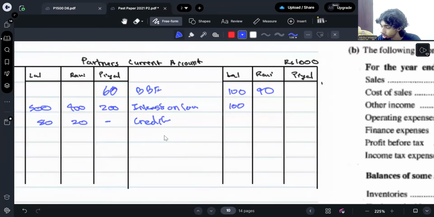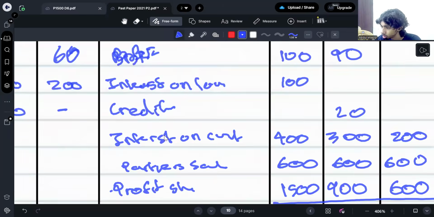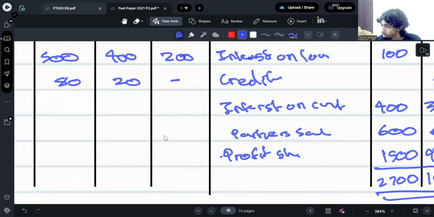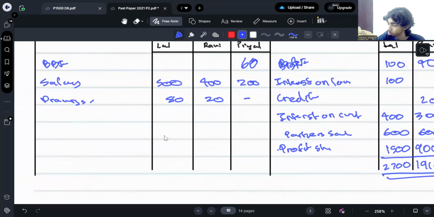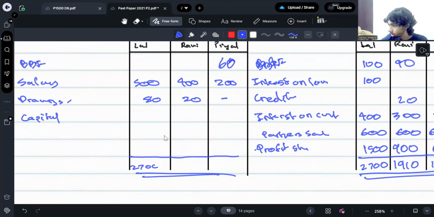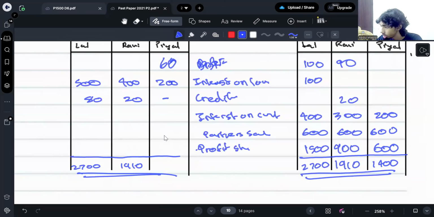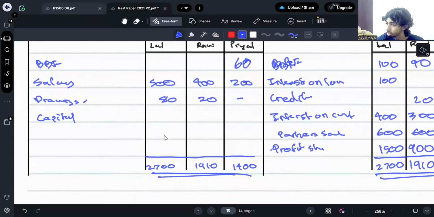So then Ravi's amount, you have to transfer to the capital account because he's retiring. When retiring, the current account balance should be transferred to the capital account. So Ravi, 1910, okay, 2700, 1910, and 1400. So for Ravi, 1910 minus 400 minus 20, 1490 should be transferred to the capital account.